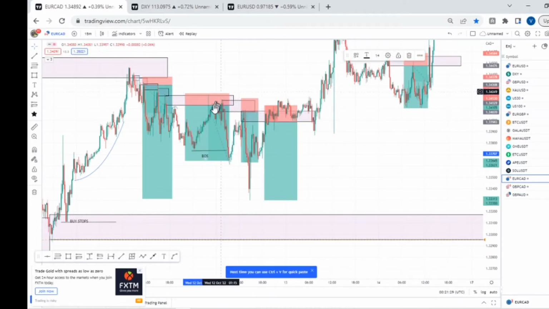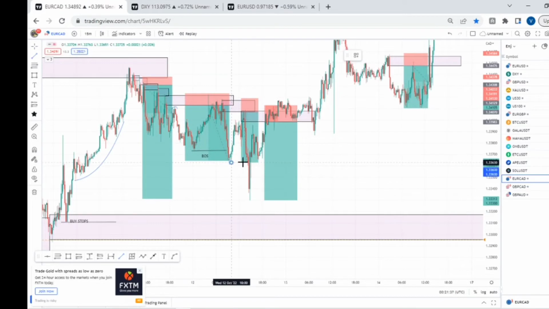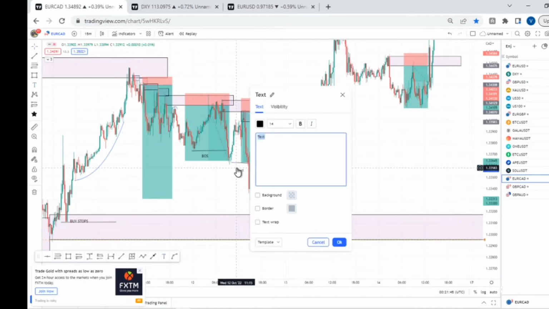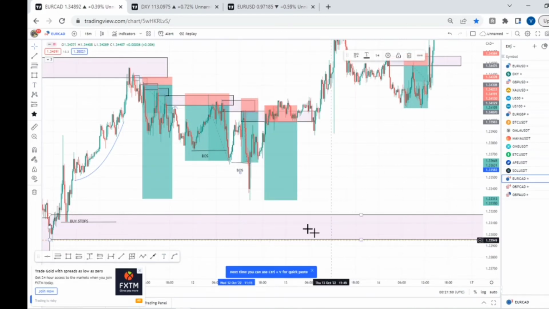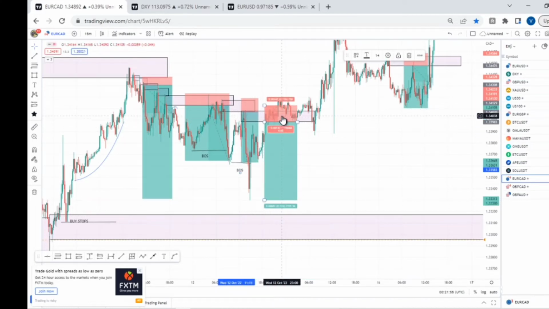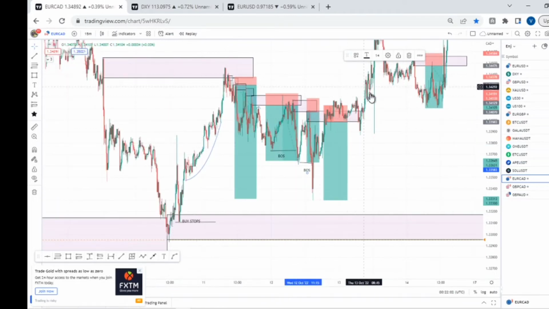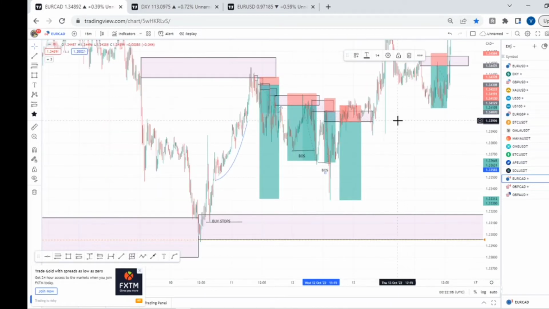Then price headed for the next order block, which was this. We had the break of structure again. Another break of structure. And at this point, I set another order block, expecting price to reject from these points, but unfortunately for us, price already changed its market structure, going for an uptrend.